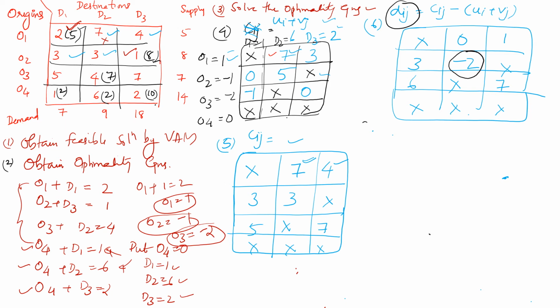So just write, since there is negative element, the solution is not optimal, right? Since negative element is there, solution is not optimal. So we need to reallocate. So reallocating. Since solution is not optimal, we need to reallocate. Now go back to the allocated cells. Go back to the allocated cell.